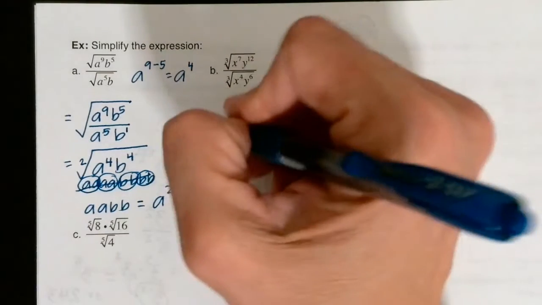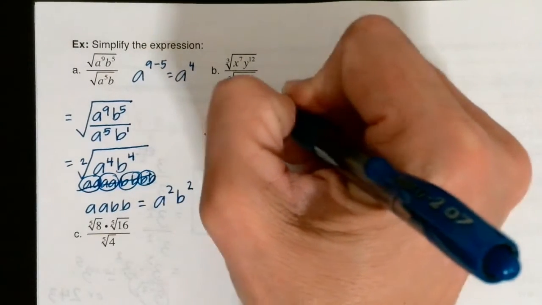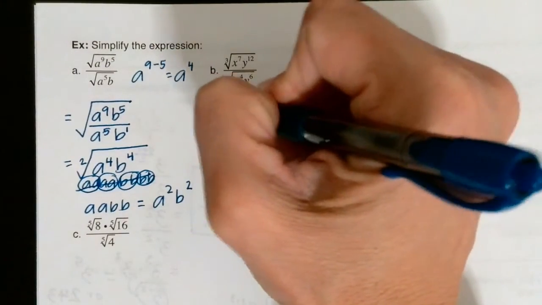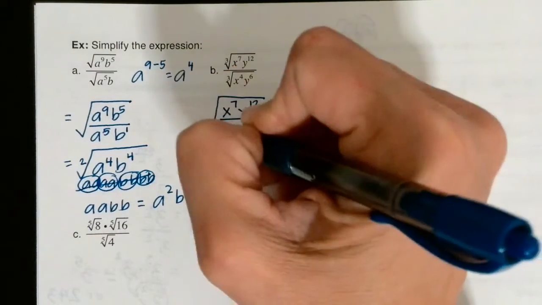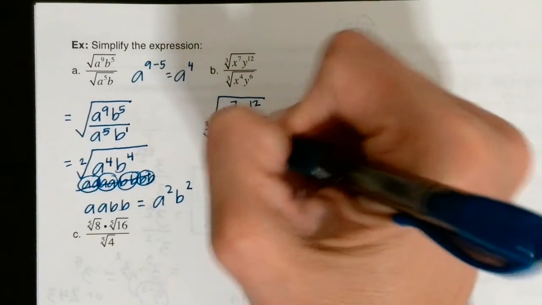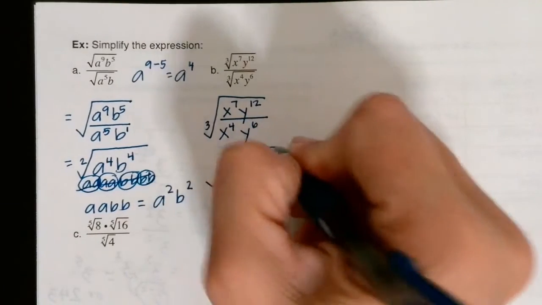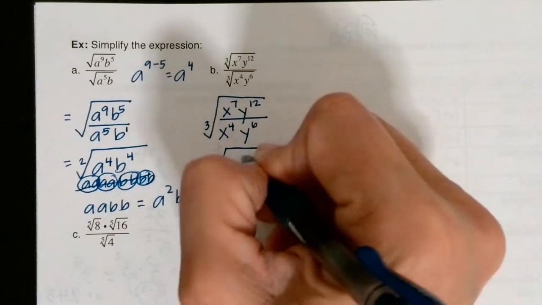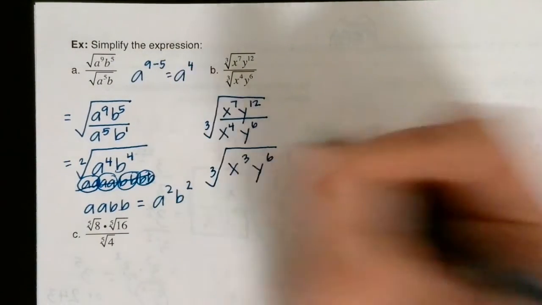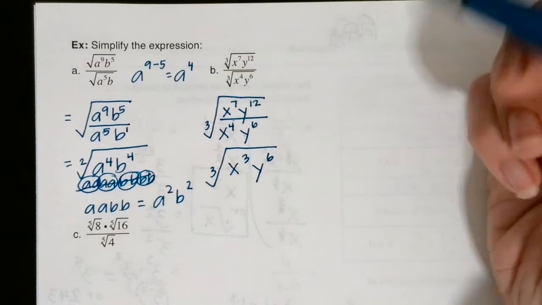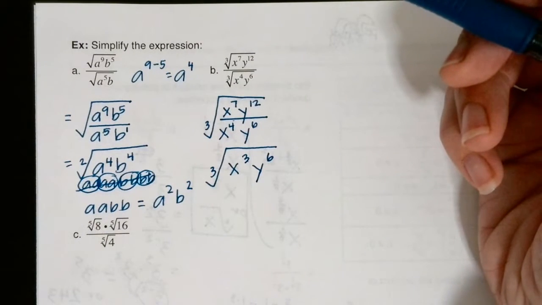Now we have the cube root one. So we're going to do a gigantic cube root. You have to put that 3 there. It doesn't mean the same thing. Okay, x to the 7th, y to the 12th, over x to the 4th, y to the 6th. So I make it in one big cube root, and then I'm going to simplify the exponents, so I get x to the third, y to the sixth. Because 7 minus 4 is 3 and 12 minus 6 is 6, I have no negative exponents.